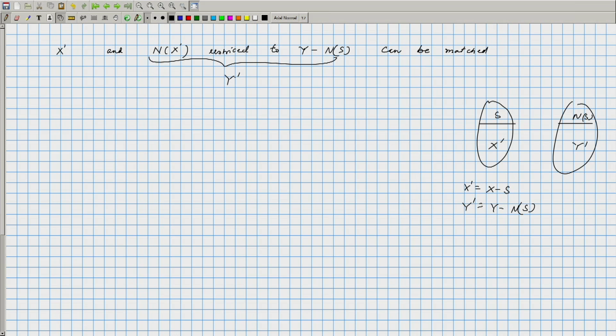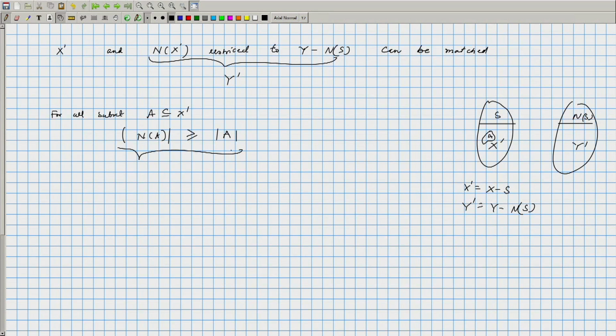So we can apply the induction hypothesis provided we can show that for all subsets A of X prime, the size of N(A) is greater than or equal to the size of A. This condition was true earlier, but at that time, when we looked at a subset of X prime and counted its neighbors, some of those neighbors could be in N(S). Now we are allowed to count only those neighbors which belong to Y prime. But we will show that this condition is still true.